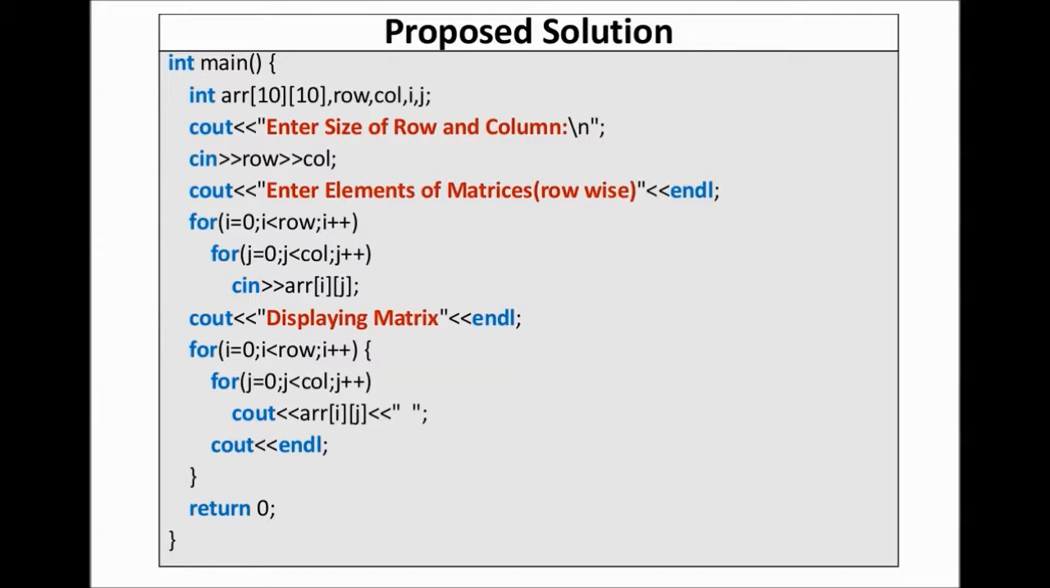So for i is equal to 0, i less than row, i plus plus, the outer loop is used to access the number of rows, and for j is equal to 0, j less than column, j plus plus, the inner loop is used to access the number of columns. Then we use the cin object to enter the values in this array, that is arr[i][j]. Then we display the values stored in this array. We write the same nested loops, but this time instead of the cin object we use the cout object.